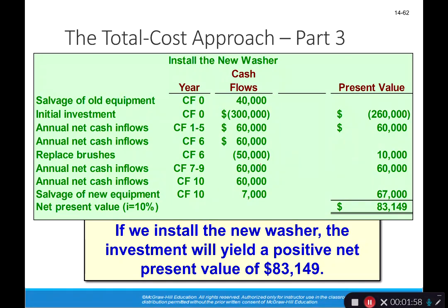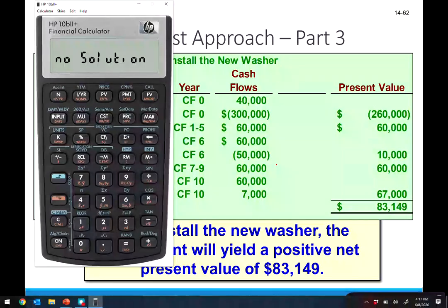And then in year 7 to 9, you're getting your 60. And then finally in year 10, you get your 60 annual plus 7 for the salvage value of the new equipment. You plug all that into your HP10b and you'll see 83,149 is our answer. Let's try that out. So 260,000 negative is cash flow 0. Then 60,000 is cash flow 1, 2, 3, 4, 5. Then 10,000 for cash flow 6, then 60,000 for cash flow 7, 8, 9, then 67,000 for cash flow 10.